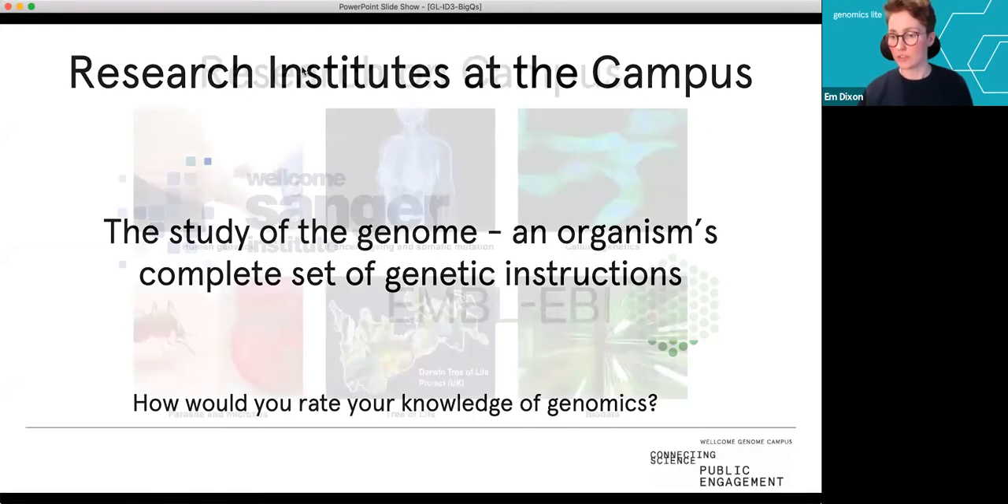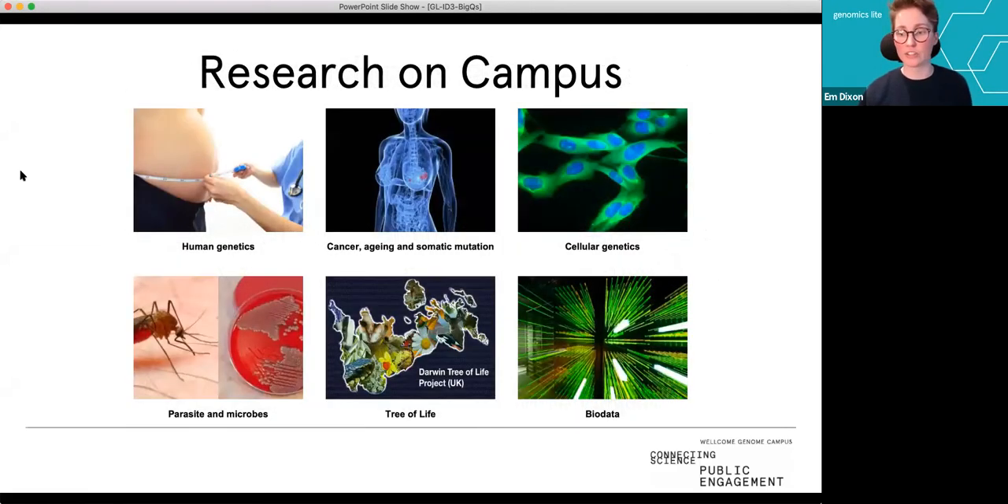So on the campus, there are 6 main areas of study: human genetics, cancer, cellular genetics, parasites and microbes, the tree of life, which is looking at biodiversity, and biodata. So today's talk falls sort of between parasites and microbes and biodata, and we'll find out more in just a second.